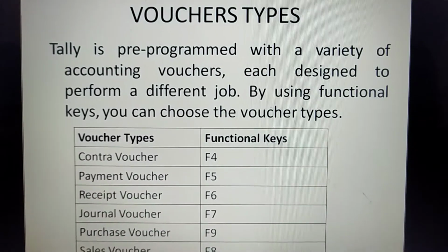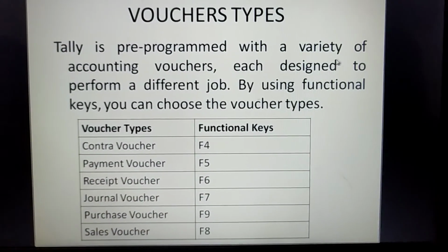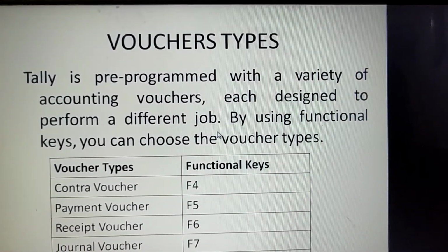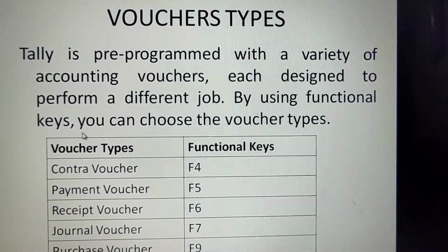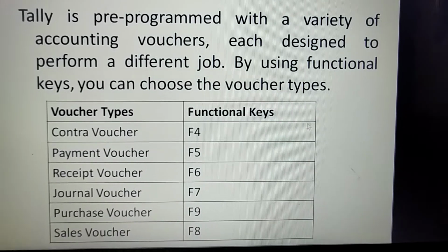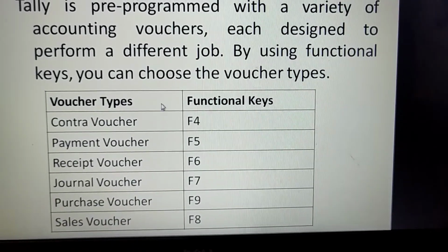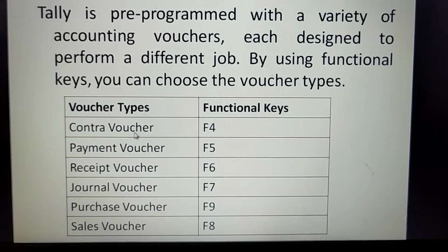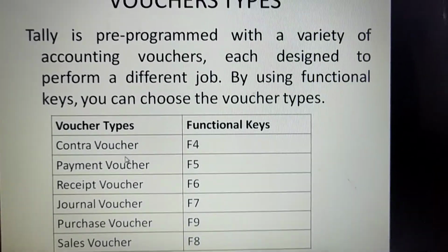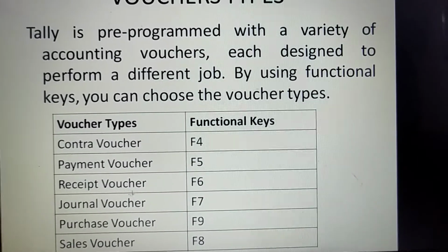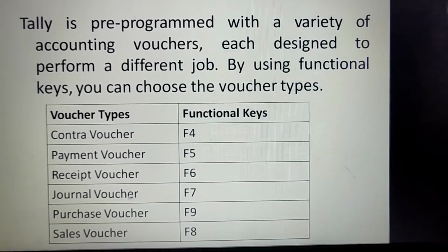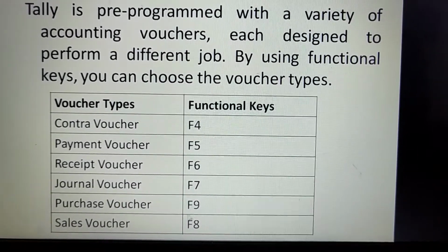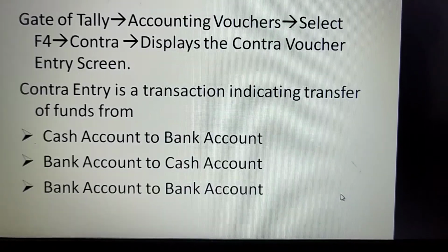Voucher types. Tally is pre-programmed with a variety of accounting vouchers, each designed to perform a different job. By using the functional keys, you can choose the voucher types. That is, voucher types and functional keys. Functional keys means shortcut keys. First, contra voucher F4, payment voucher F5, receipt voucher F6, journal voucher F7, purchase voucher F9, sales voucher F8.